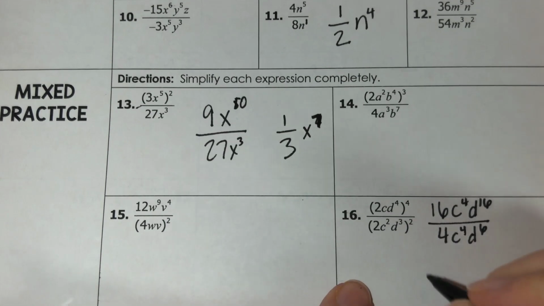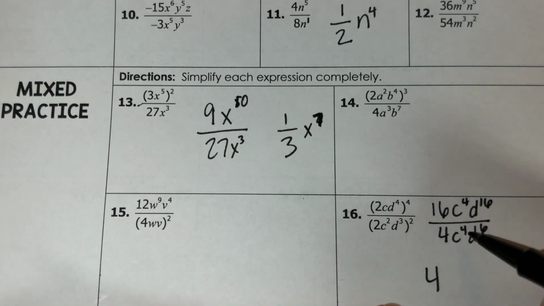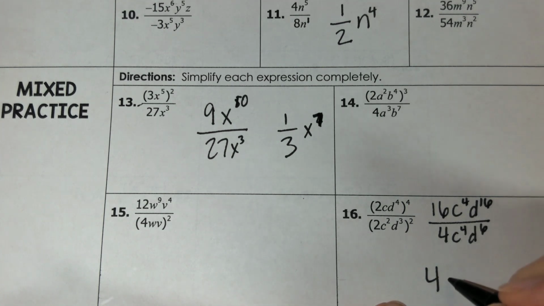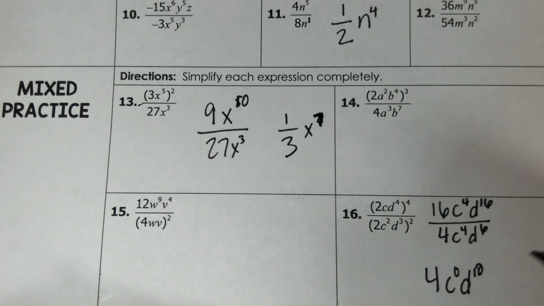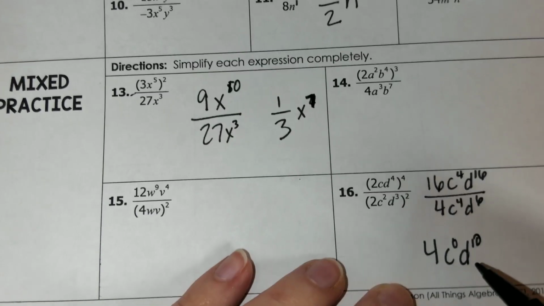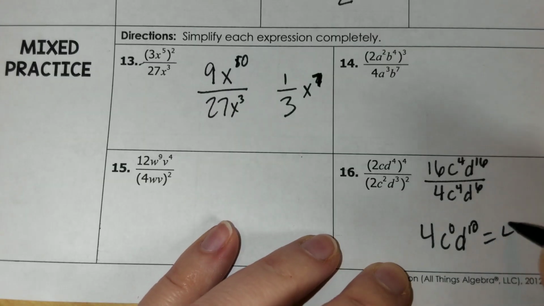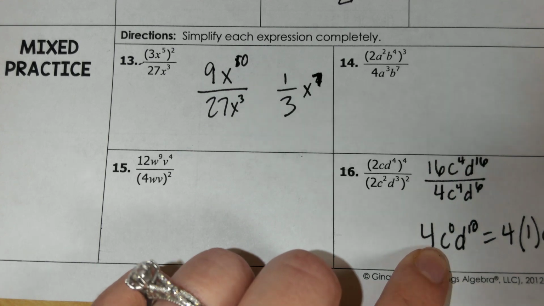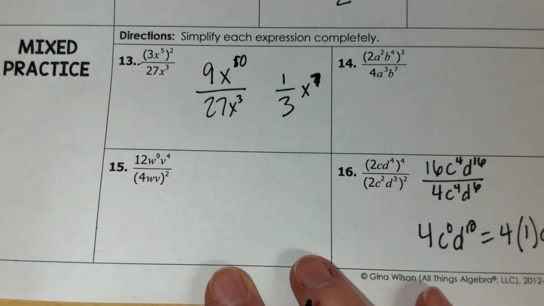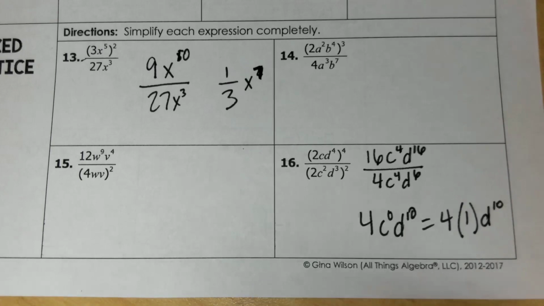So 16 divided by 4 is 4. 4 minus 4 is c to the 0 power. And then 16 minus 6 is going to be d to the 10th power. Then what happens here is this c to the 0 is really 4 multiplied by 1 multiplied by d to the 10th power. And so, there we go.